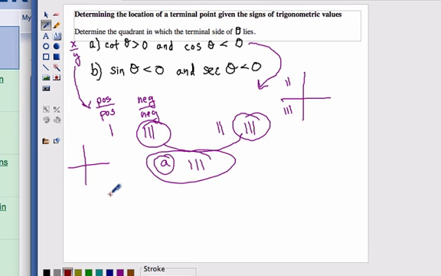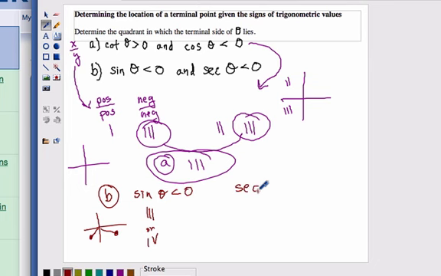Part B. Sine of theta is less than 0. So sine of theta, that means sine is negative. Sine goes with y. So when are your y values negative? So again, think of your xy axis. Y's are negative. That means we're moving down in the y direction. So my point could be in one of these quadrants, which is quadrant 3 and quadrant 4. Okay, so that's for sine of theta is less than 0.